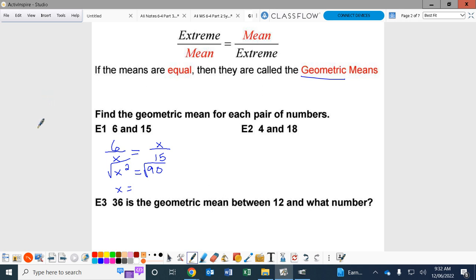To type a square root on this calculator, I believe it is second, then the x squared button. Look above the x squared. Is that where the little square root symbol is above it? Yeah? Okay. And then 90, and then hit equals. Should be 9 point what?